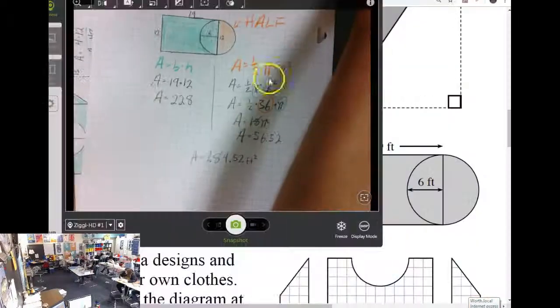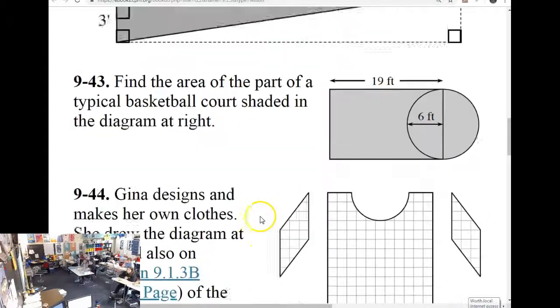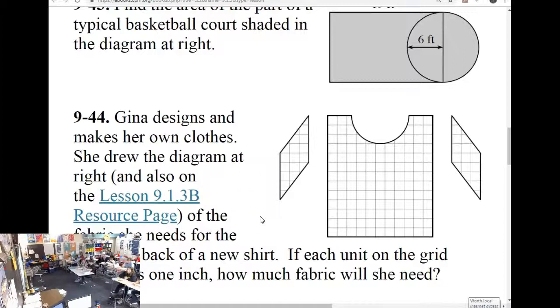What questions do we have about that? We split it up into the rectangle and the half circle. The last thing we're going to talk about are shapes that are way easier than what you realize.